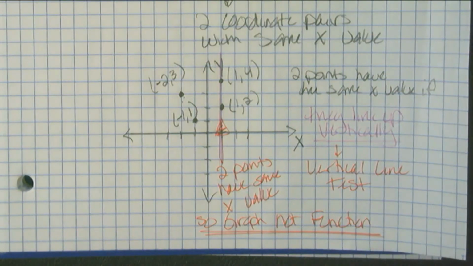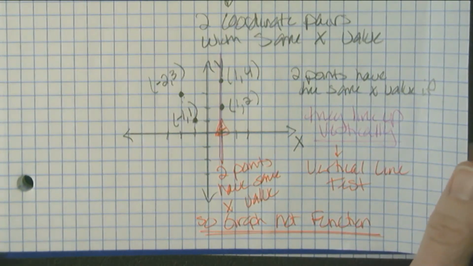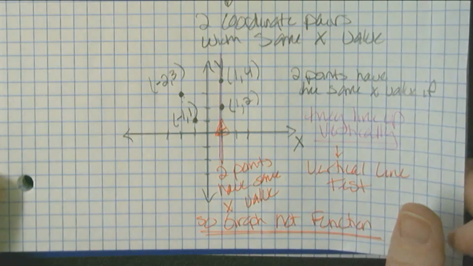There's one more. Somebody super smart came up with this. I think they're smart. I don't know, but they came up with this. There's another way that we can determine if there's a function or not. There's something called a mapping diagram.